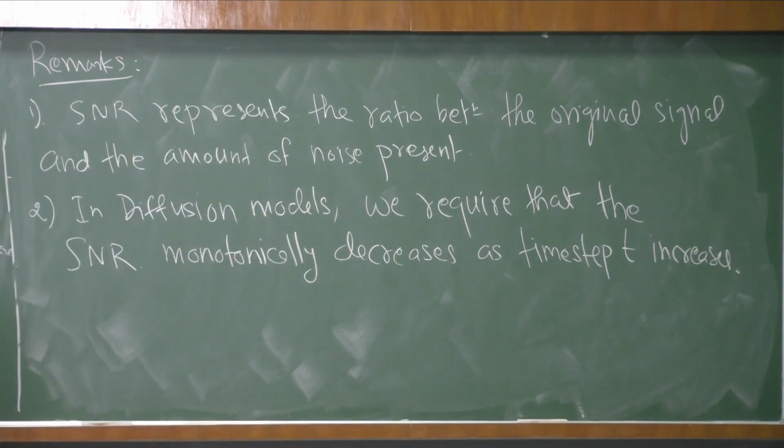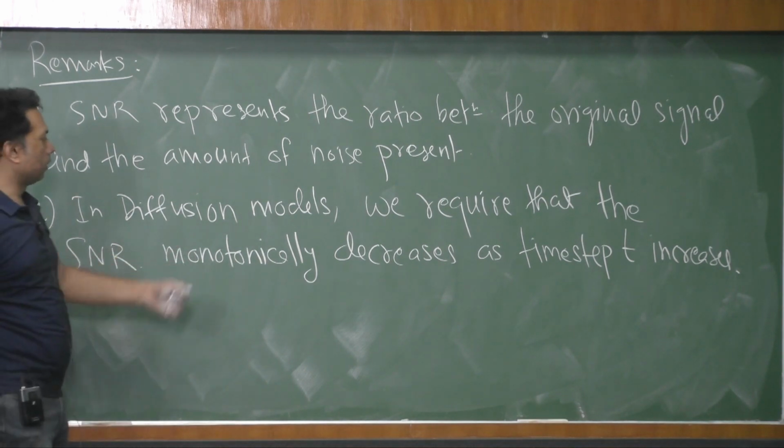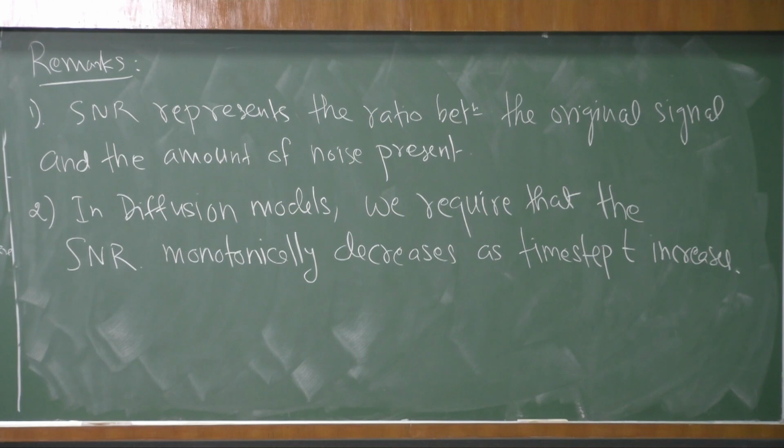So as time step t increases, we want the signal to be less and less, and the variance will capture the noise. So the variance is significant and the signal is going to 0, hence we expect that the overall ratio of signal to noise will monotonically decrease. Okay, gradually it's becoming more and more noisy.